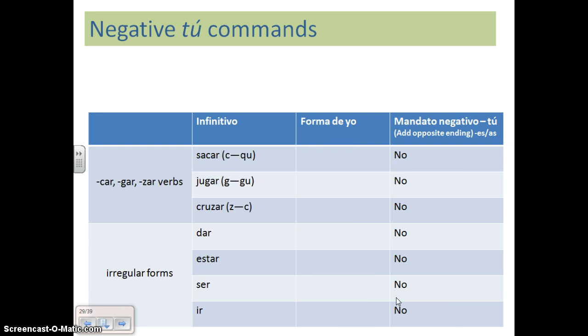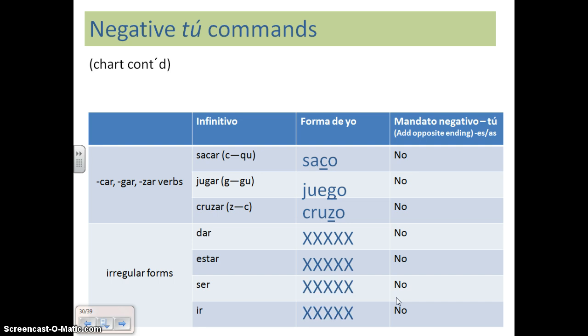Moving on, continuing with the rest of the chart, we have our cargazars. They are going to have a special spelling change. Let's get that yo form first. Yo saco, yo juego, yo cruzo. We're not going to need the yo form for any of these irregular forms. Okay, we're going to chop off that O, and then we're going to add the opposite ending.